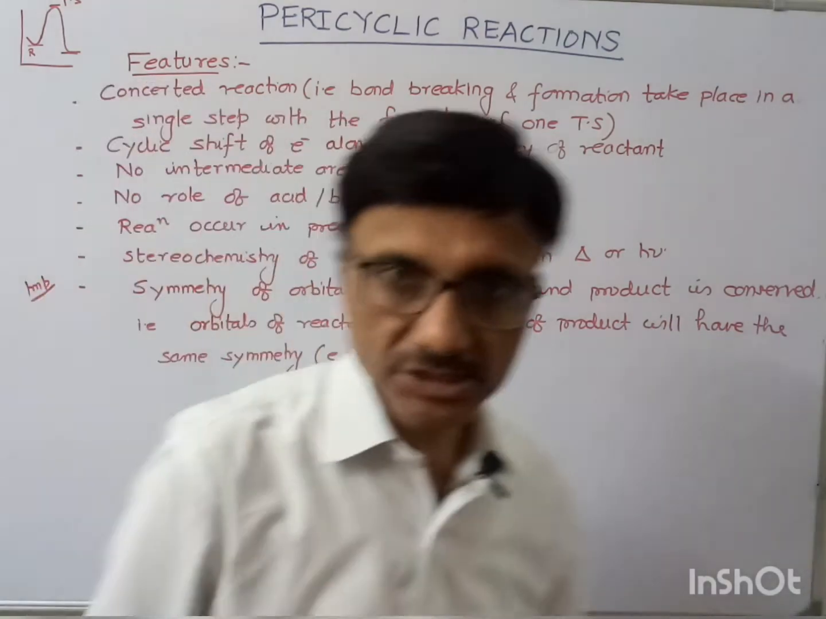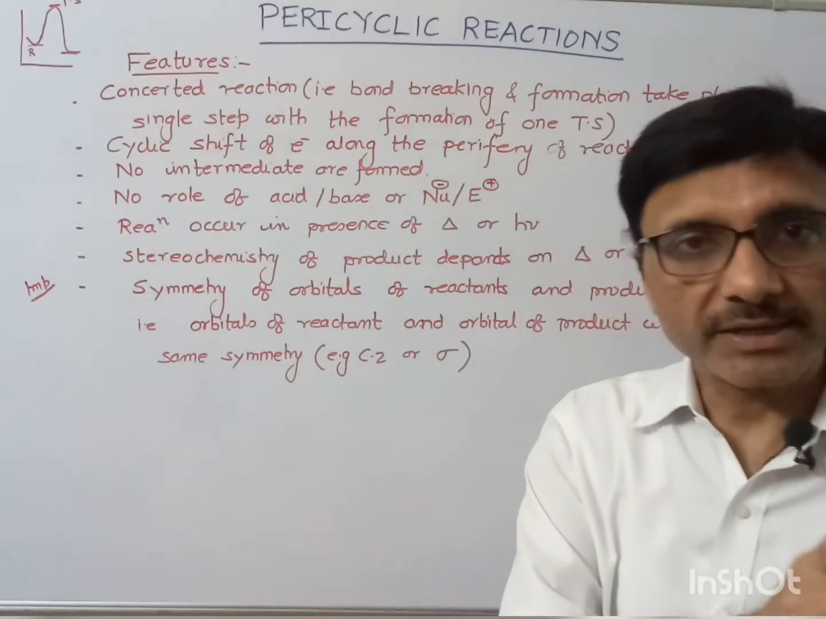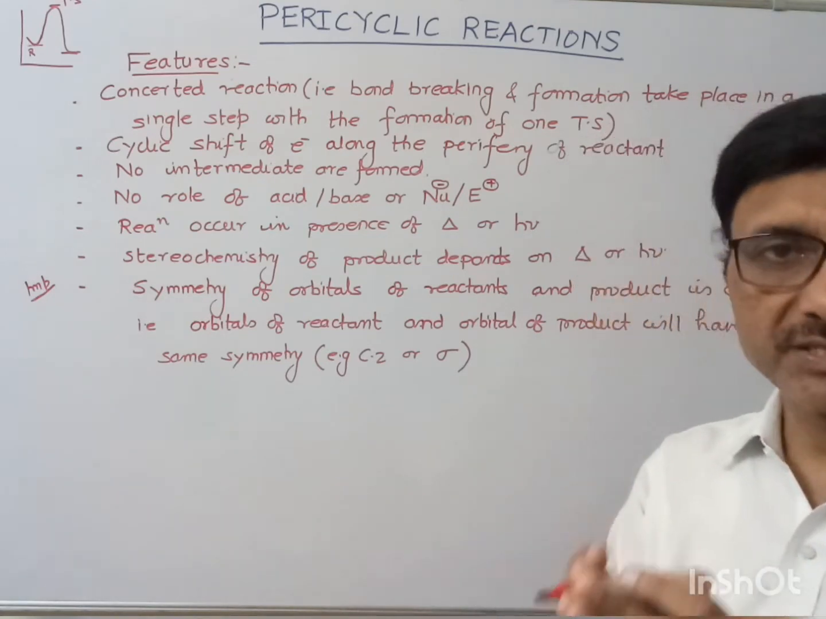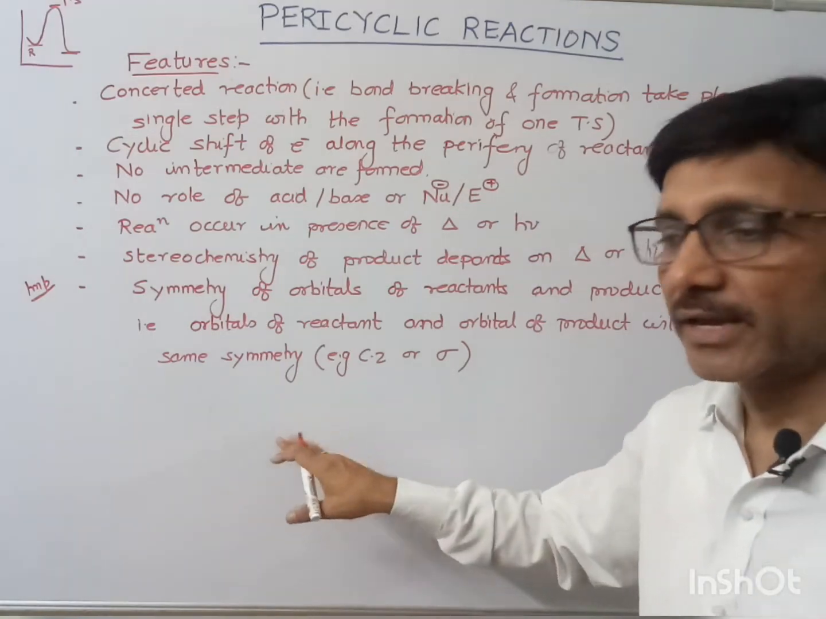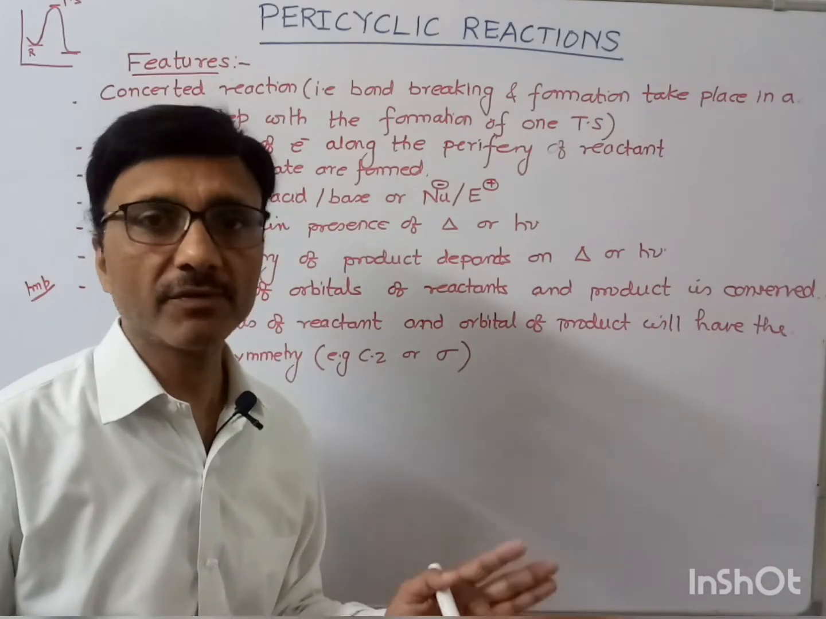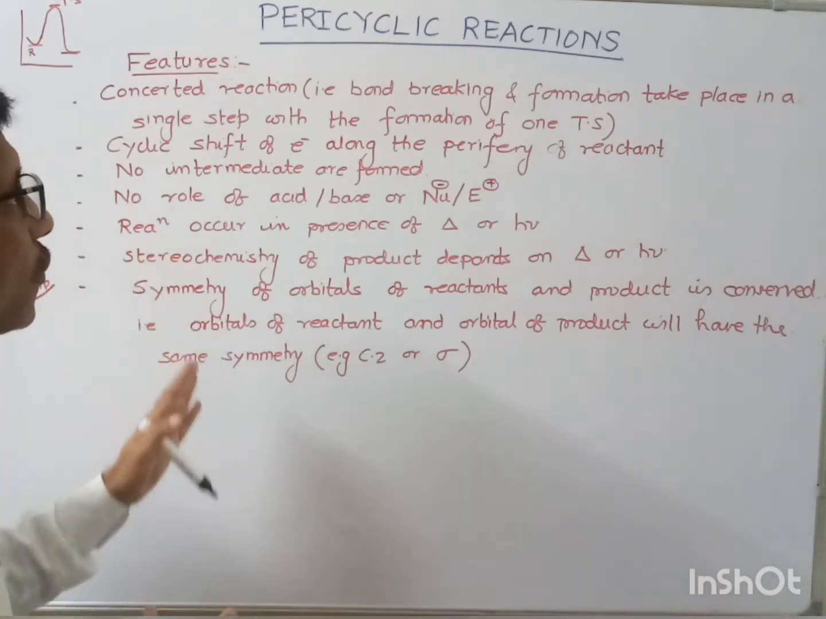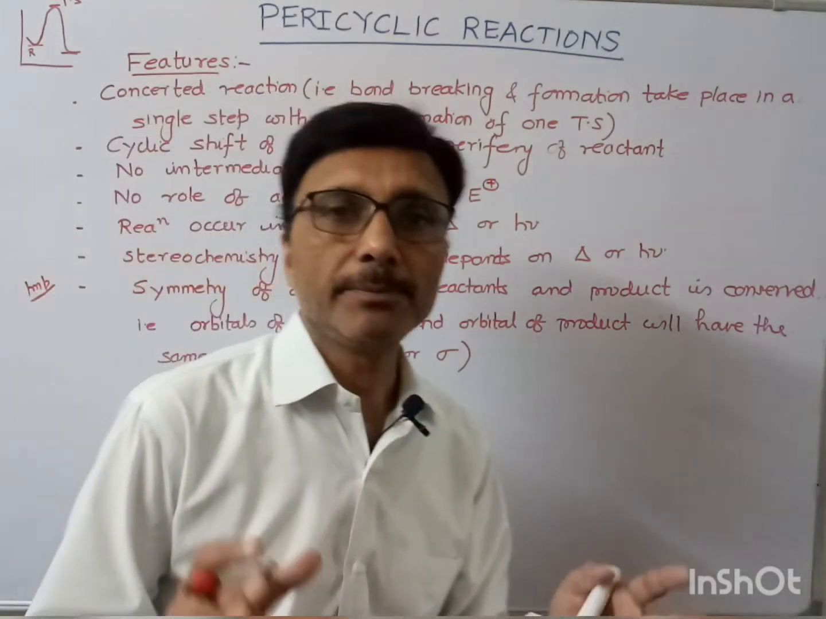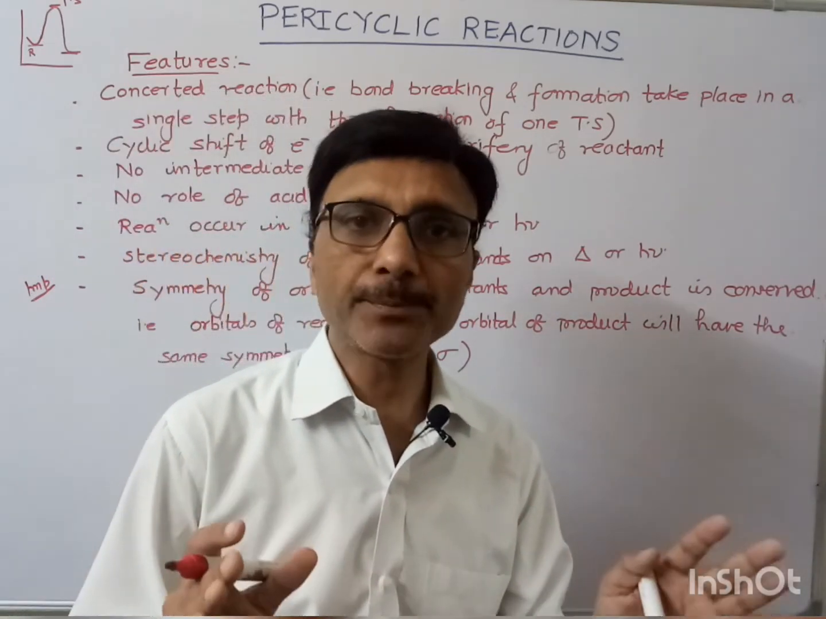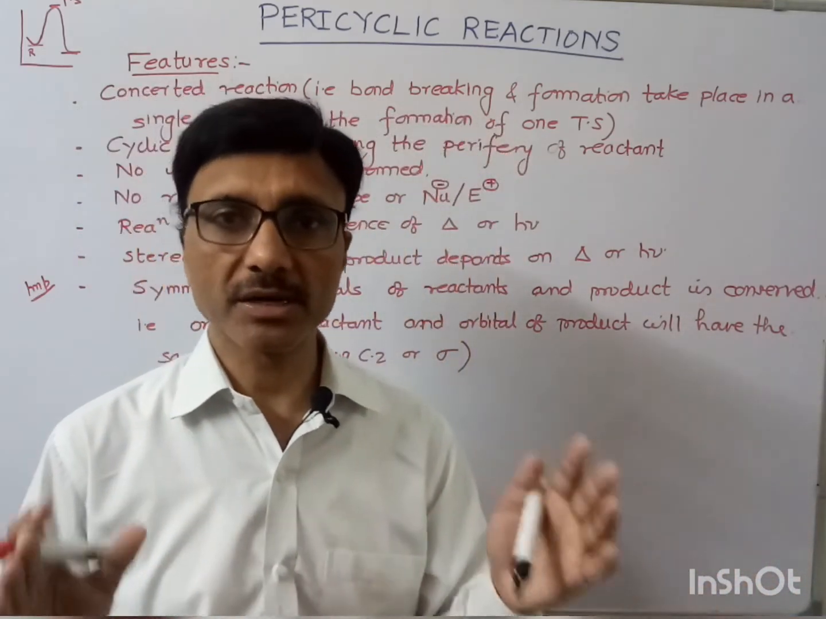We will discuss it later in detail, how the symmetry of orbitals of reactant and symmetry of orbitals of the product remain the same. We will see it in different reactions, electrocyclic reactions, when we see the different types of pericyclic reaction. So these are some of the main features of pericyclic reactions. They occur in presence of heat or light, and the symmetry of orbitals of reactant and product is conserved.